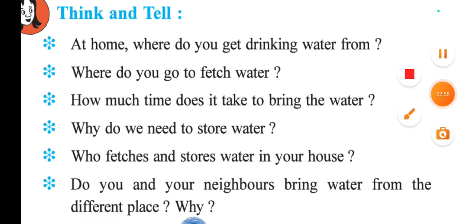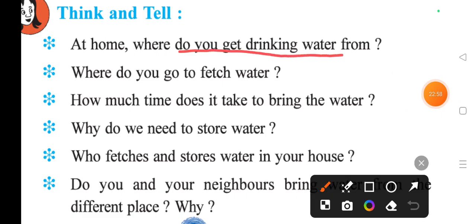Next question, think and tell. At home, where do you get drinking water from? Yes, children, you should write your own answer. But at my home, we get water from the tap through pipelines. You should write your own answer. Where do you go to fetch water? We do not go to fetch water because the tap is available in our house.